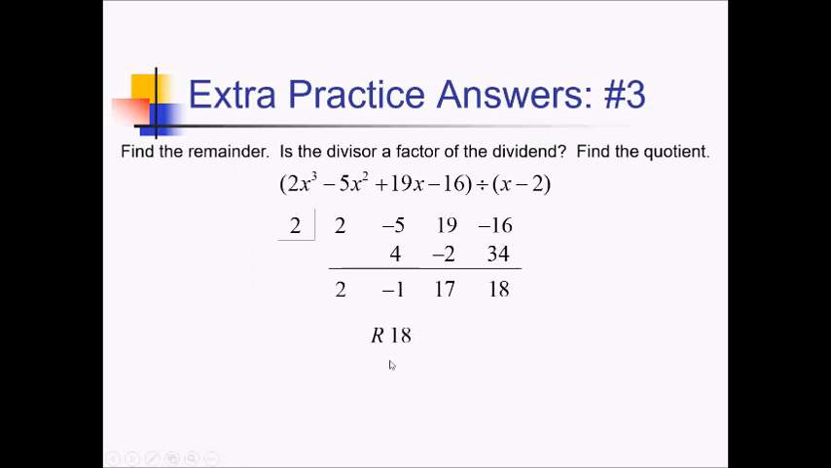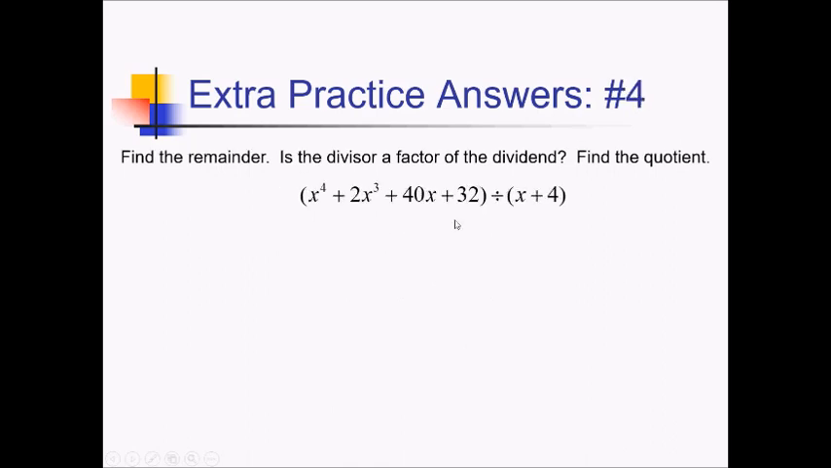Since that is not 0, that means that x minus 2 is not a factor of this larger polynomial. And for the quotient, that's all the other numbers down here that are not the remainder, starting one exponent lower than what we started with the dividend. So if you started with an x cubed, that means your quotient starts with an x squared. So this 2 really represents 2x squared. And this negative 1 really represents negative 1x. And then this 17 is just the constant plus 17.